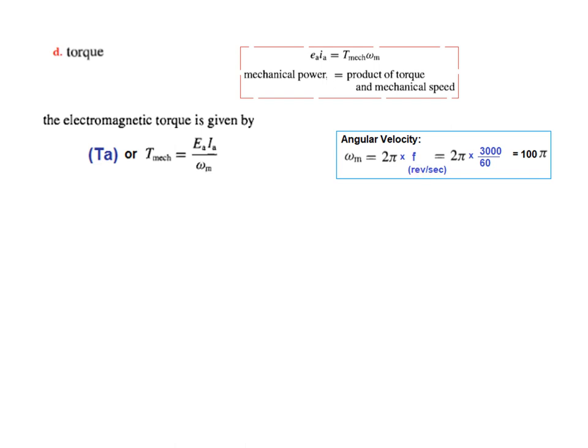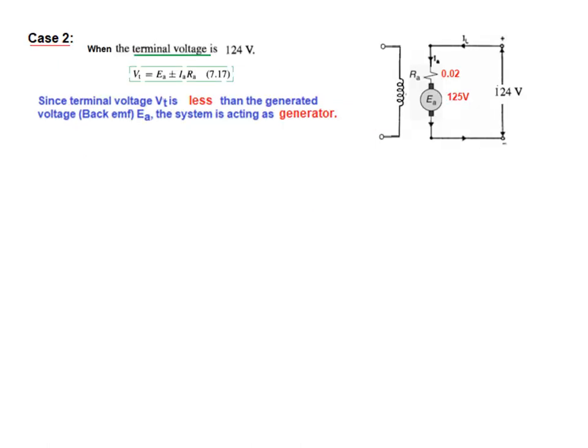In our case, it is given in revolutions per minute. So we divide 3000 by 60, which will be revolutions per second. And so from here, omega m, or the angular velocity, is 100 pi. So we plug in that here. EA IA we had found to be 18.75 kilowatt, so we plug in that. Plugging in both the values, the torque comes to be 59.7 newton meter. So this was the first voltage.